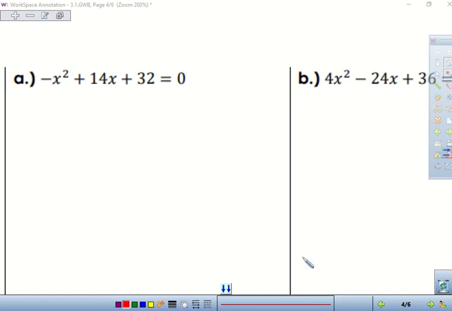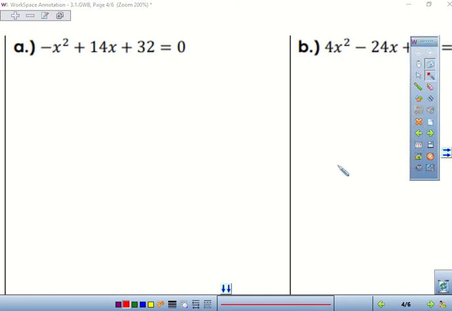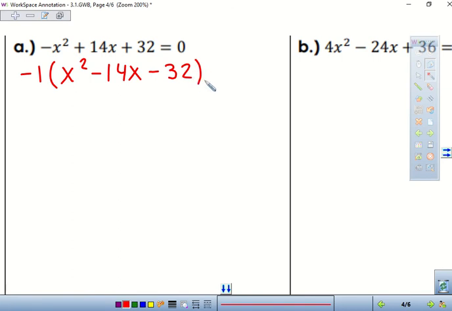So now we're going to solve using factoring methods for quadratics. Step 1 to factor a quadratic or a trinomial is to make sure that the a term is 1. So when it's negative, you want to factor out a negative 1 first and foremost. And when you take out a negative 1, it's going to change the signs of everything inside the parentheses. Now from here, we're going to factor what's inside the parentheses using normal factoring methods. We're looking for factors of negative 32 that add up to negative 14.